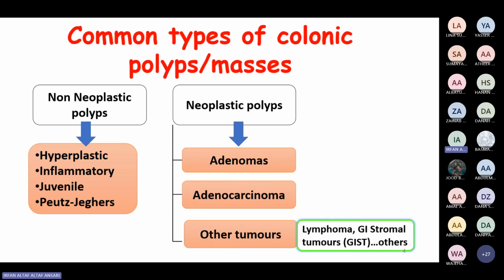adenomas, or malignant, adenocarcinoma. Other tumors can also present as a polyp, like lymphomas of the intestine, GIST of the intestine, lipoma. Any tumor in the intestine, like a leiomyoma, that is protruding into the lumen, we call it a polyp. So this classification is clear for you all? Yes, yeah, doctor.